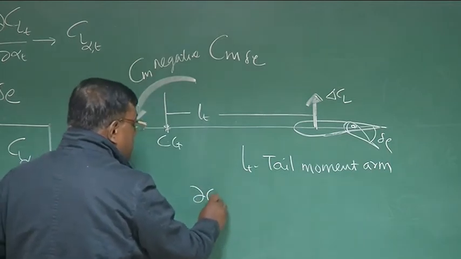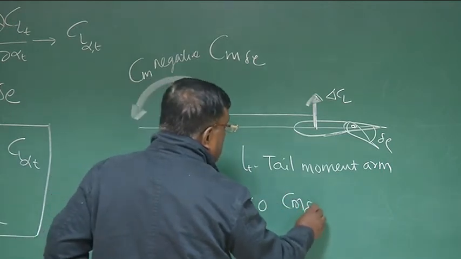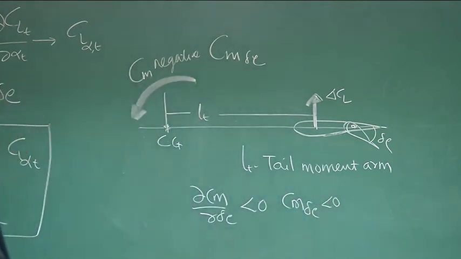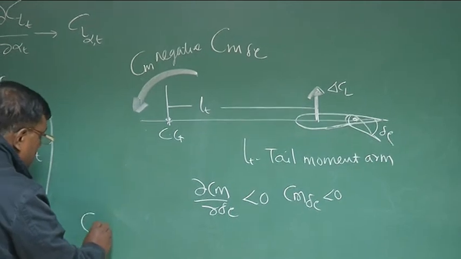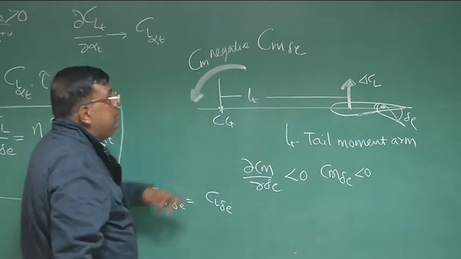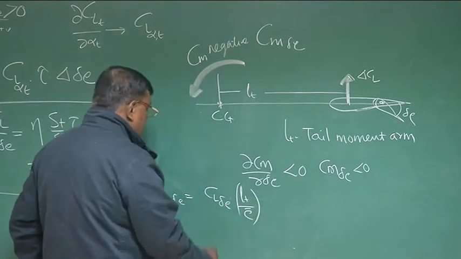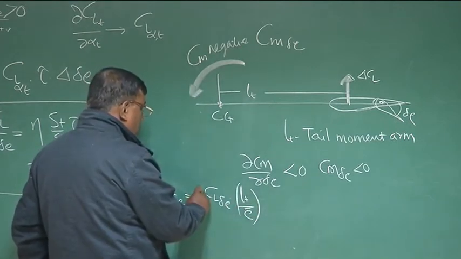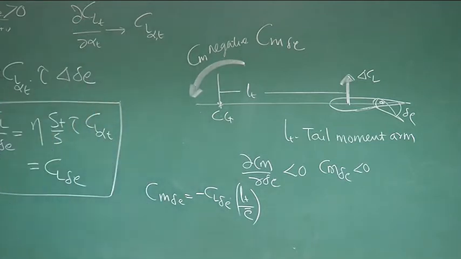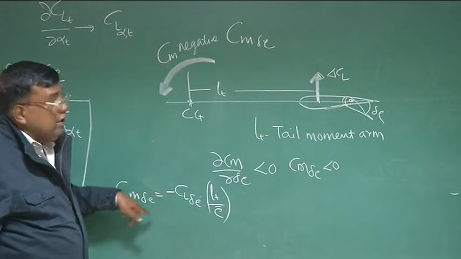So d Cm by d delta E is less than 0, or we write Cm delta E is less than 0. So that is one understanding. Now what is the expression for Cm delta E? It is very simple. Cm delta E will be nothing but Cl delta E into the moment arm. The moment arm is Lt, but it has to be non-dimensionalized with chord, Lt by C. And here is a minus sign. Why minus sign? Because of the sign convention given by us: for a positive delta E, there will be a negative pitching moment, which I already explained.